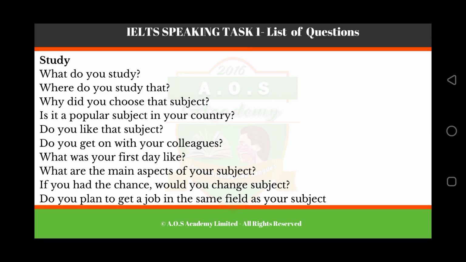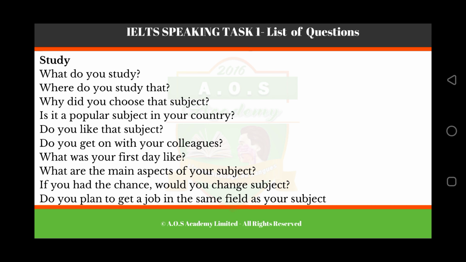The next question is: do you like that subject? Of course, I do. I absolutely love studying computer science. I find it challenging and rewarding at the same time. Do you get on with your colleagues? Yes, I get along very well with my classmates and colleagues. We support and encourage each other in our studies.